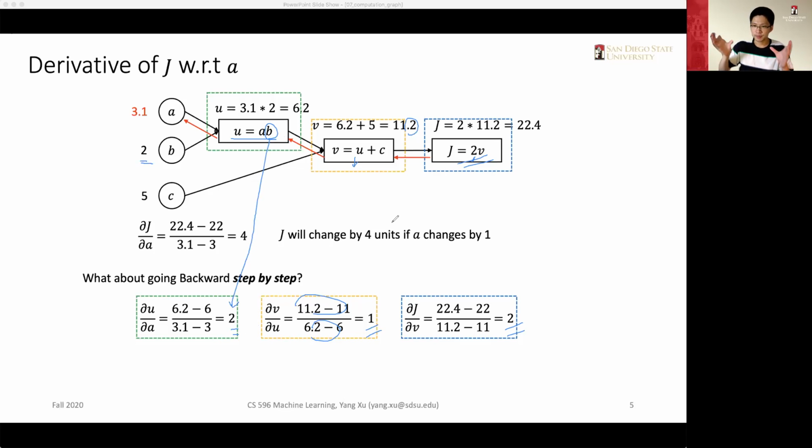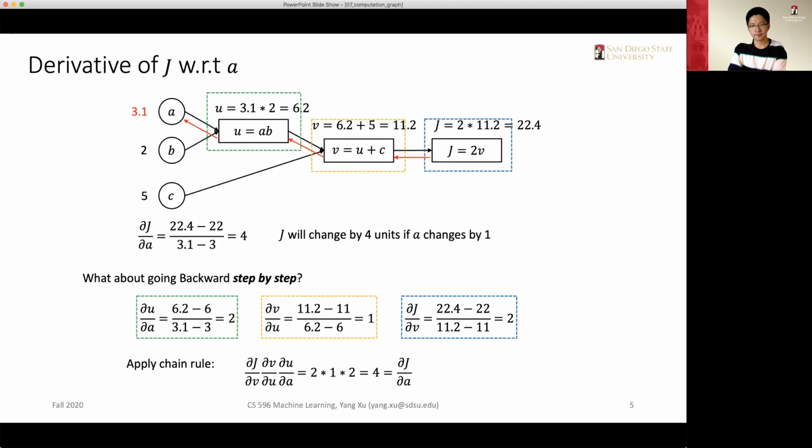So we are done with all the backward steps. Now all we need to do is to chain up all the derivatives from each step using the chain rule of derivatives, right? The derivative of j with respect to a is the product of these three derivatives, 2 times 1 times 2, which is 4. So this is exactly the result we got here.